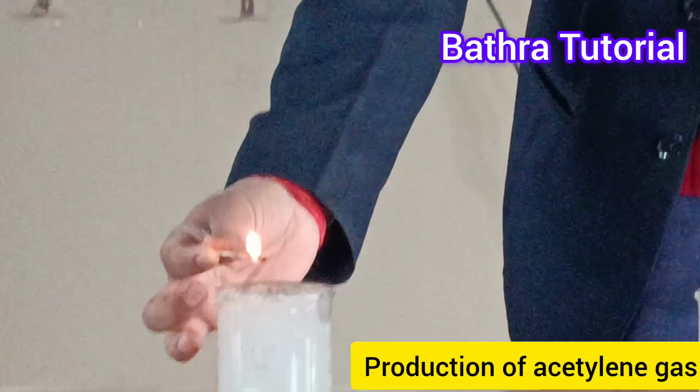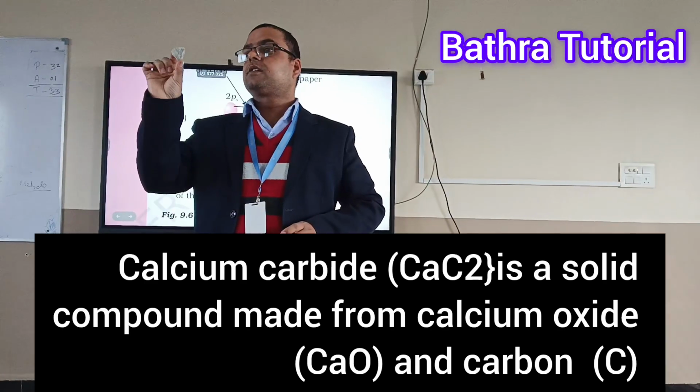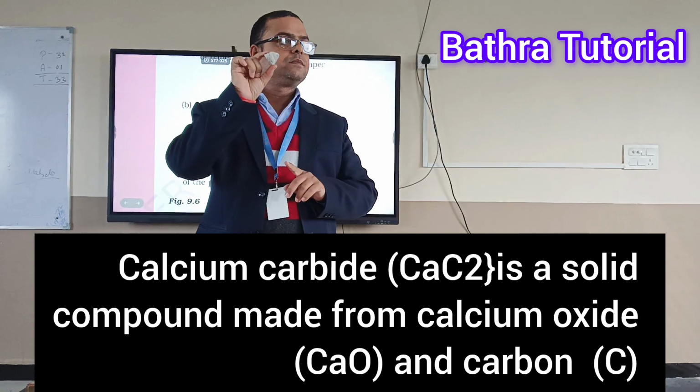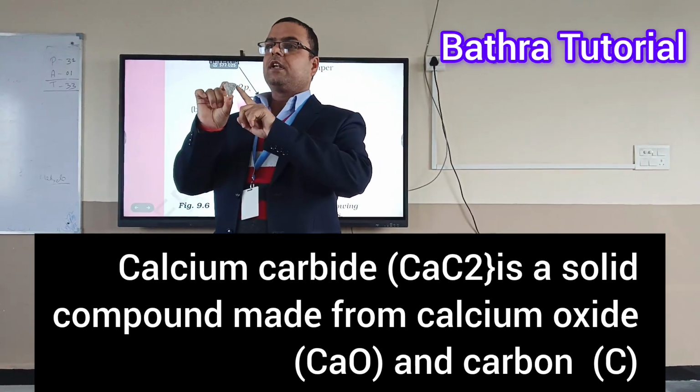We are going to produce acetylene gas as you can see in the video. We will produce it with the help of calcium carbide, a solid compound which is made from calcium oxide and carbon.